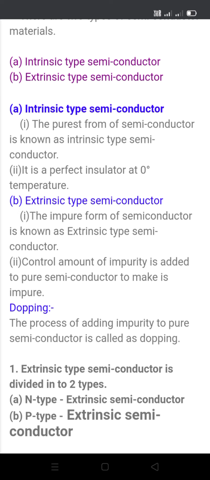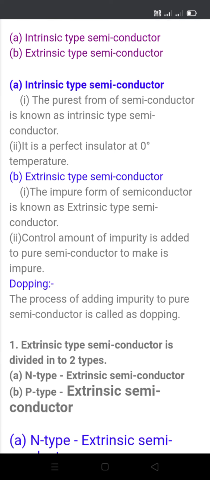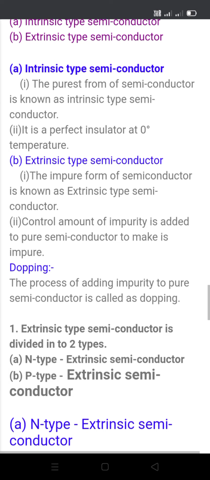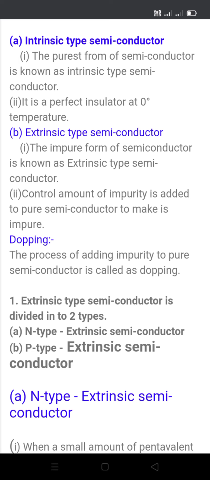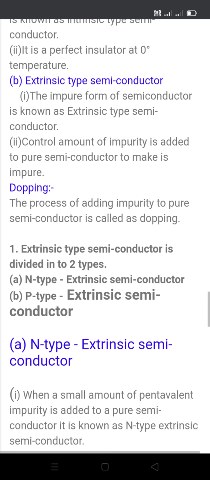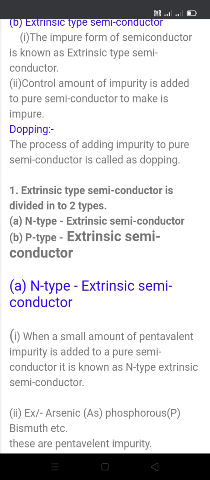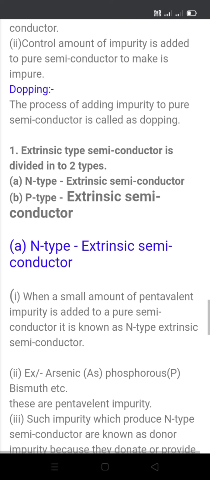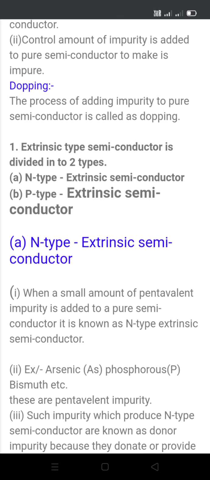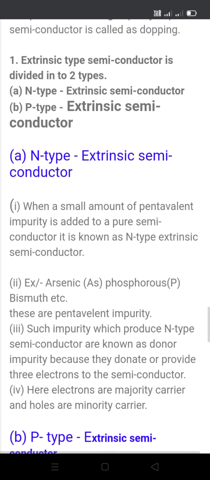Extrinsic type semiconductor. The impure form of semiconductor is known as extrinsic type semiconductor. A controlled amount of impurity is added to pure semiconductor to make it impure. Doping. The process of adding impurity to pure semiconductor is called doping. Extrinsic type semiconductor is divided into two types: N-type extrinsic semiconductor and P-type extrinsic semiconductor.